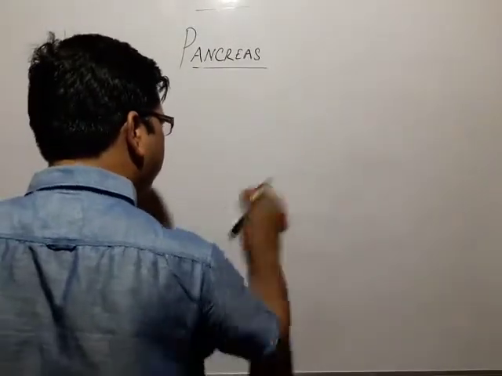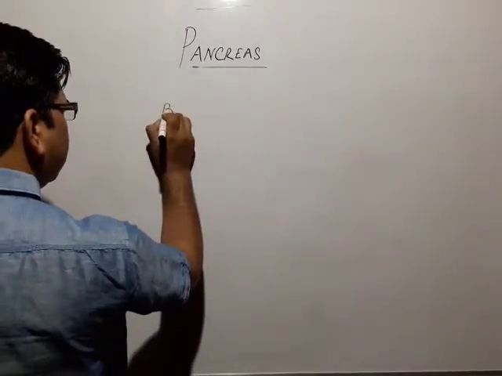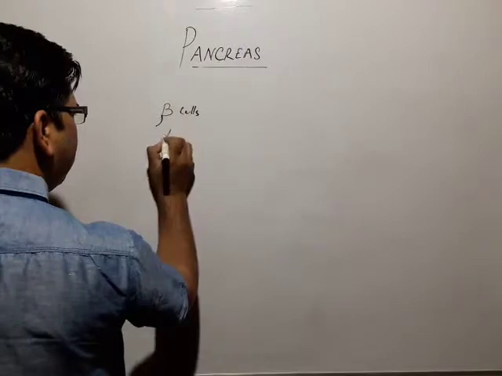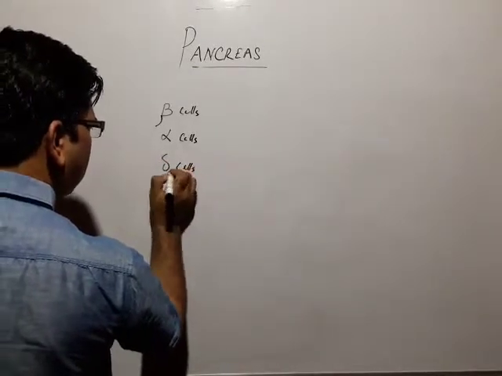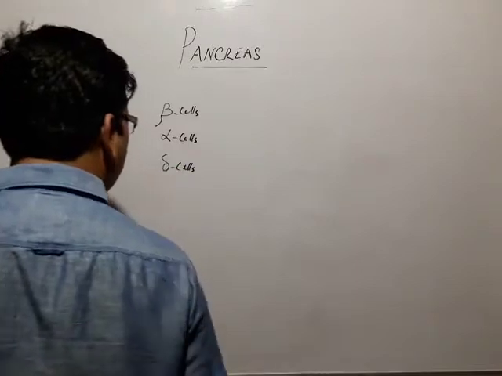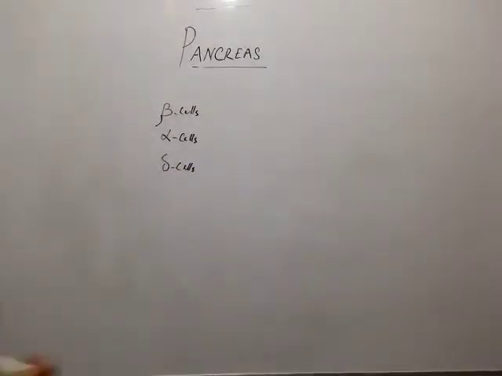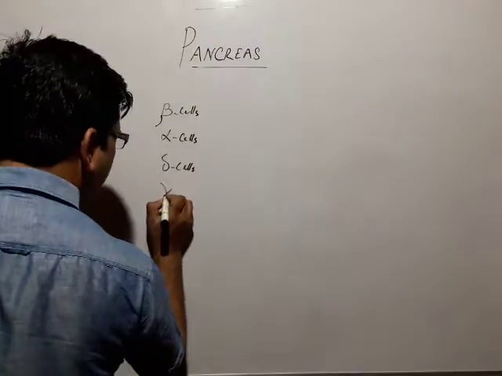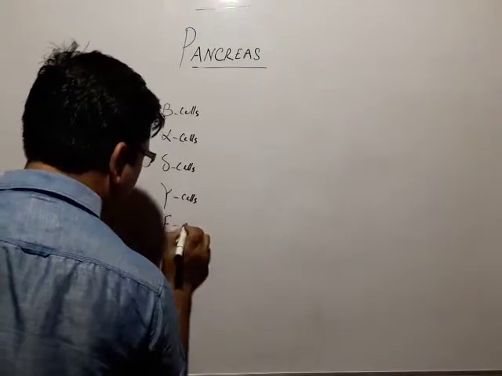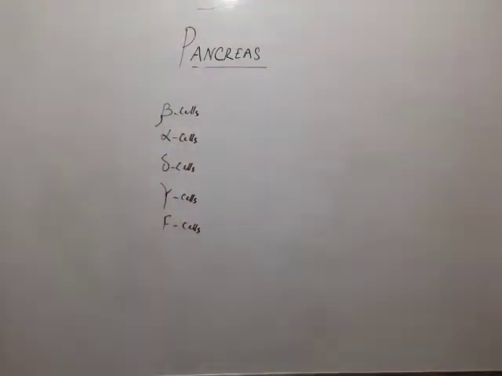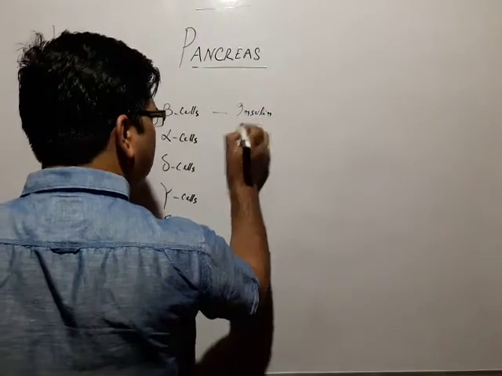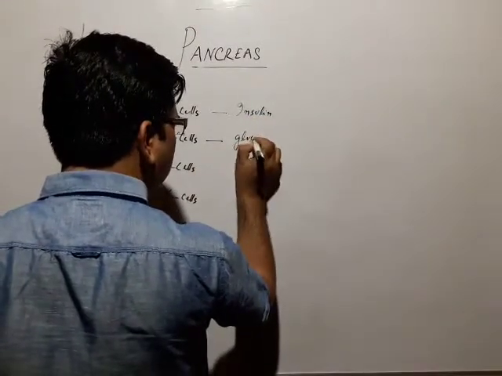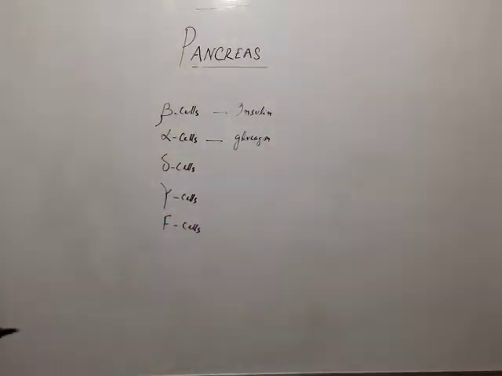So let's discuss those. We have beta cells. We have alpha cells. We have delta cells. Alpha, beta, delta. And we have 2 more cells, those are gamma cells and F cells. So these are 5 types of cells. These beta cells secrete insulin. These alpha cells secrete glucagon. So 2 important hormones are secreted by beta cells and alpha cells.